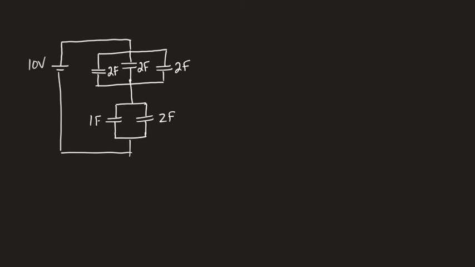All right. So here is a system that has a total of 5 capacitors, a bank of 3 and a bank of 2. And I want you to figure out the following things. I would like the charge on each capacitor. And I would like the potential across each capacitor. And I would like the equivalent capacitance of the system.